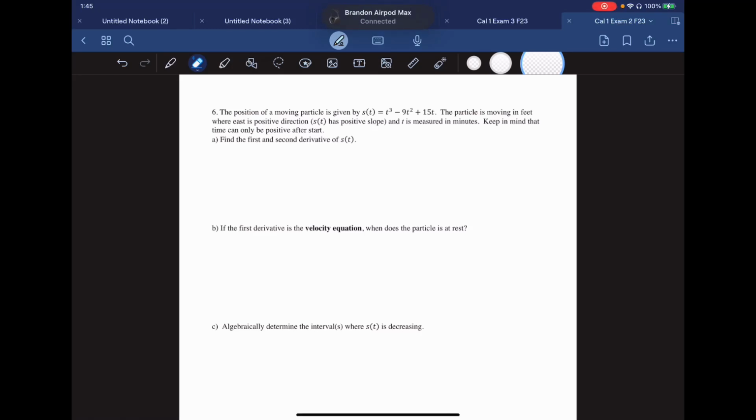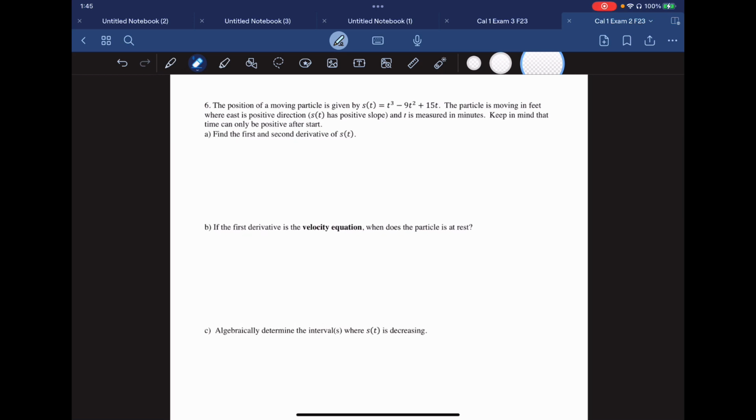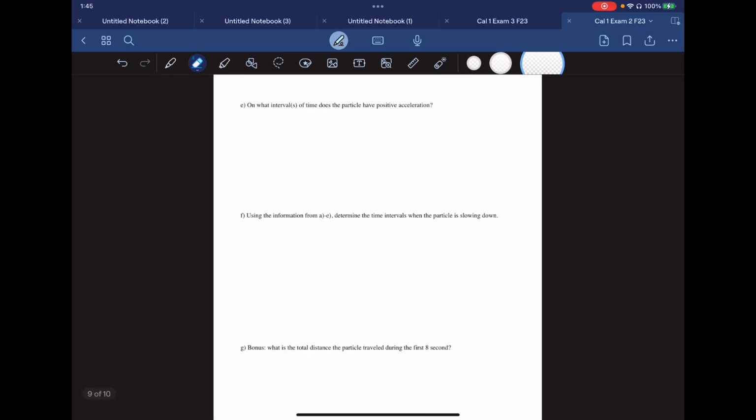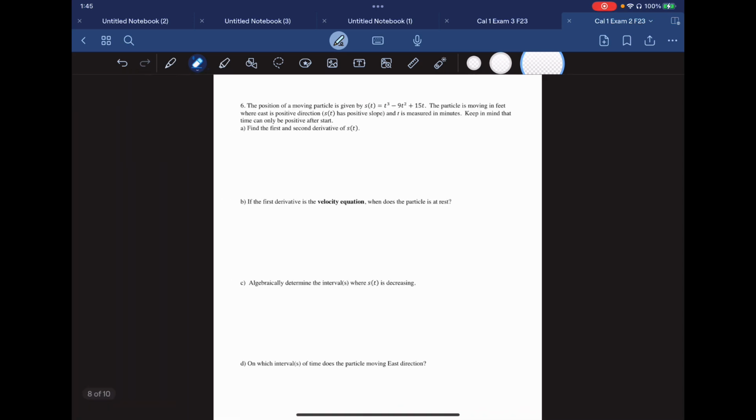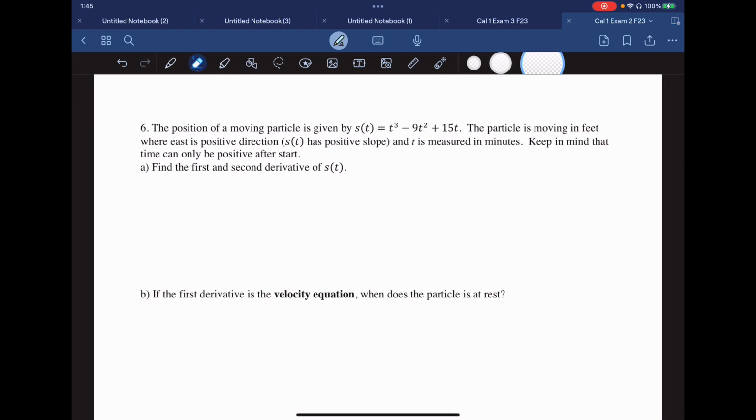All right, so looking at exam 2 number 6, we're gonna work through all these problems. The position of a moving particle is given by S of t equals t cubed minus 9t squared plus 15t. The particle is moving in feet where east is the positive direction, so S of t has to have a positive slope, where that's going to be found with v of t. Let's mark that down. And t is measured in minutes.